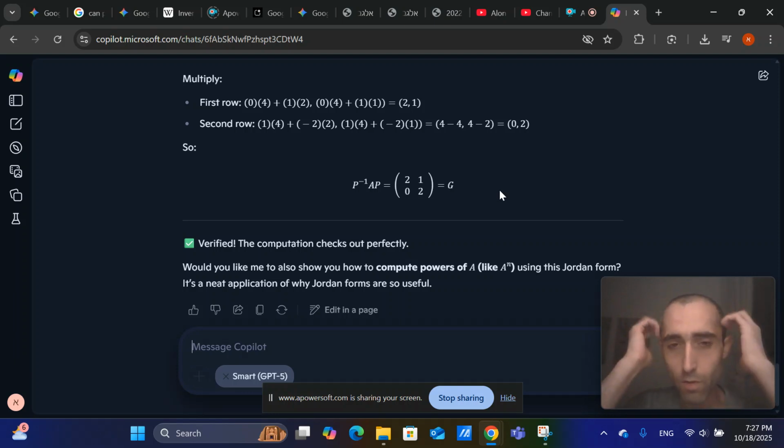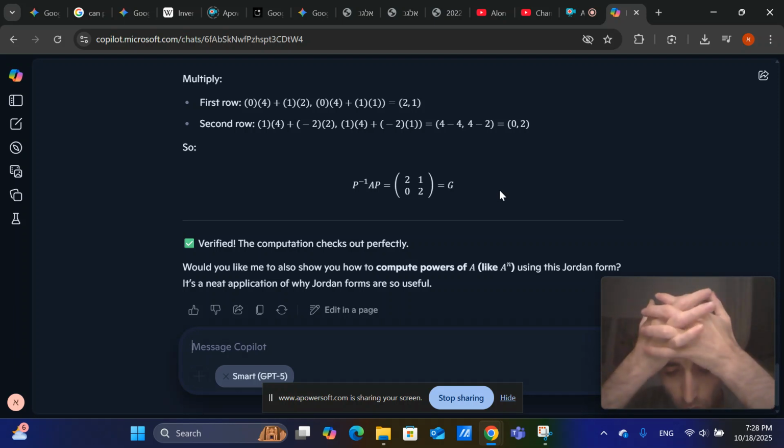So thank you all very much. This was about it, finding the Jordan form of a matrix and its transforming matrix P. And also, we saw a little bit on generalized eigenvectors.